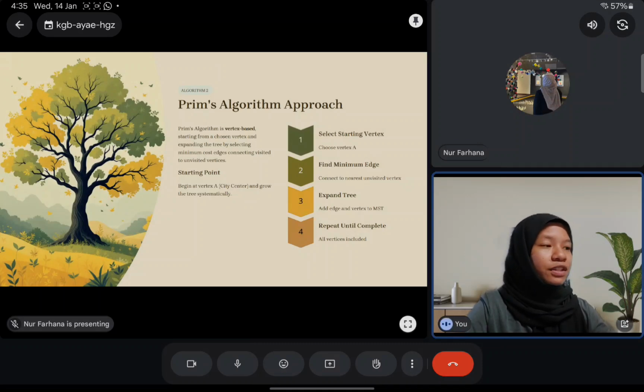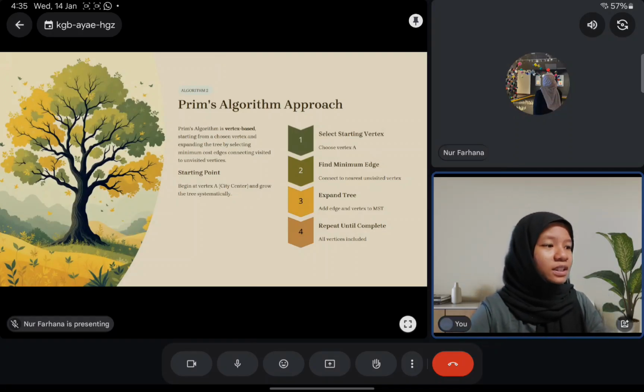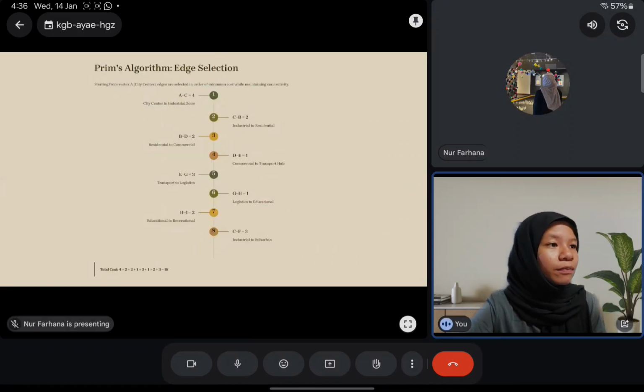The first step is select starting vertex. Choose vertex A, and then find the minimum edge, connecting to the nearest vertex. For the next step, expand the tree: add the edge and vertex to the MST. The last one is repeat until complete, with all vertices included.